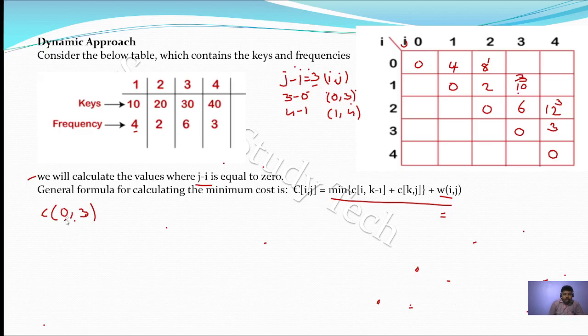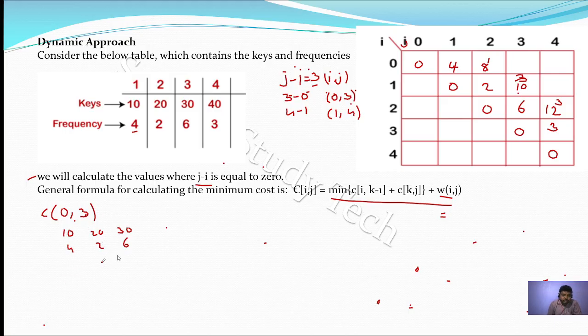Here ignore the 0, the first one. Here we have to consider 1, 2, 3, so up to this one: 4, 2, 6, keys 10, 20, 30. What are the frequencies? Here it is 4, here 2, here 6. So for these 3 keys, how many binary search trees are possible? 5 binary search trees are possible for these 3 keys. Out of these you have to find the optimal one, that is the minimum cost.